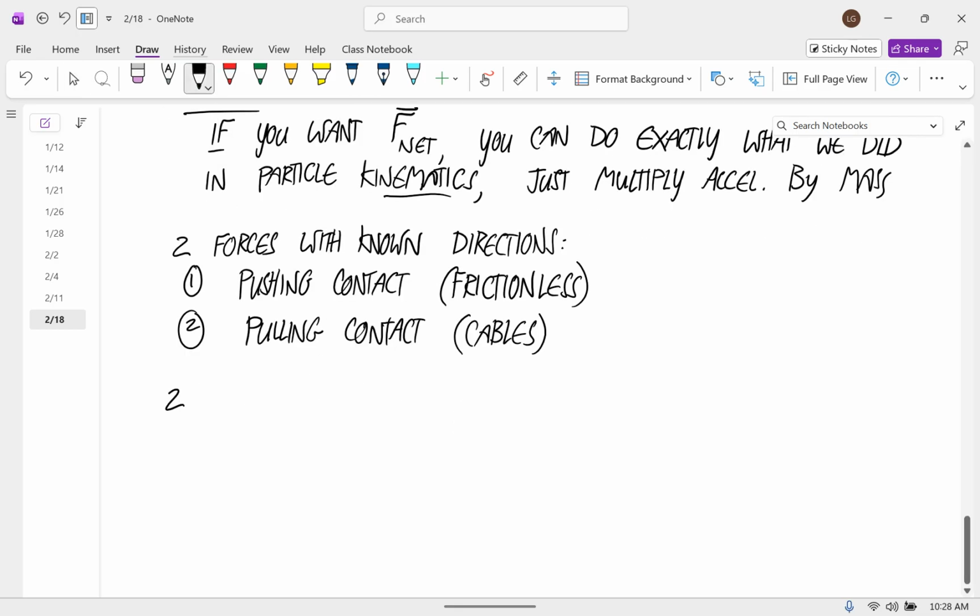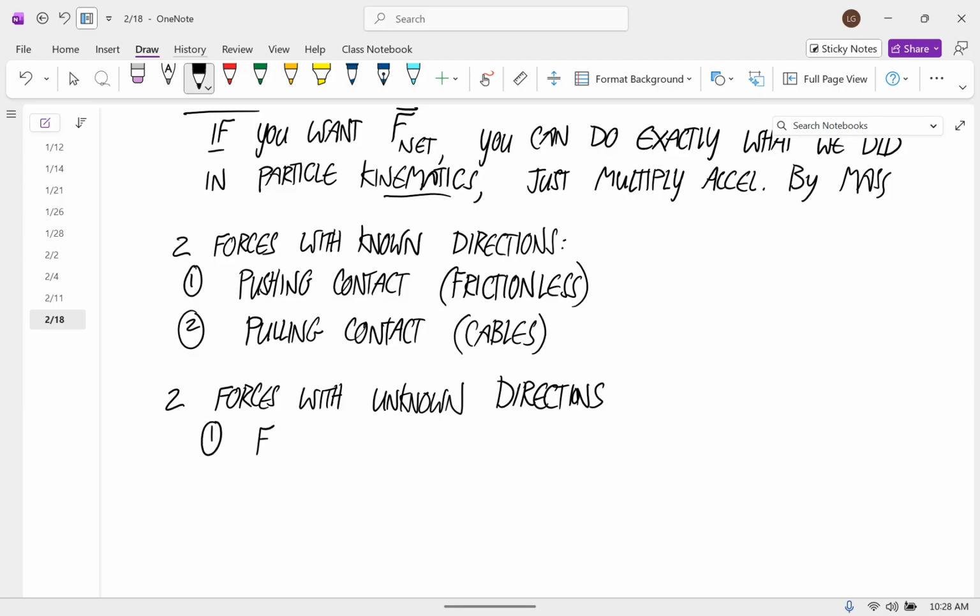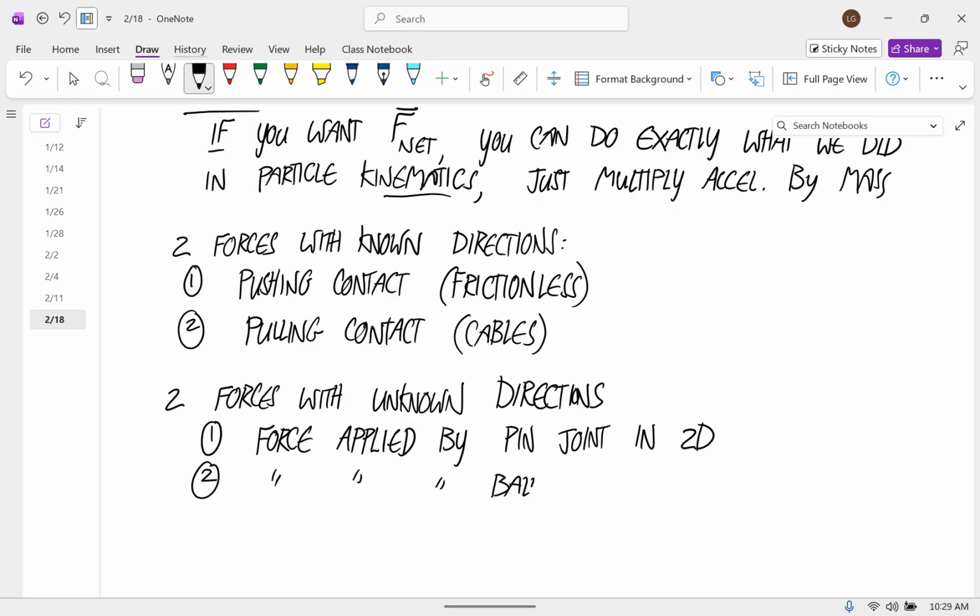And then there are two forces with unknown directions. Those are the force applied by a pin joint in 2D. Let's see. And second, the force applied by a ball and socket joint in 3D.